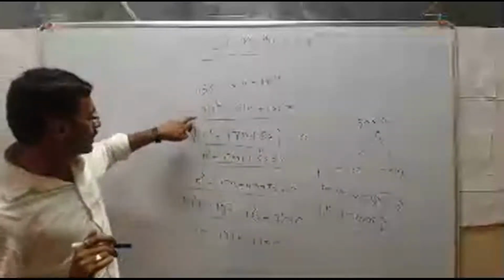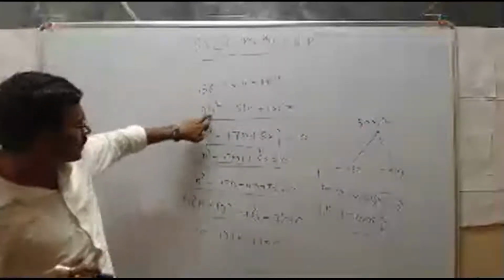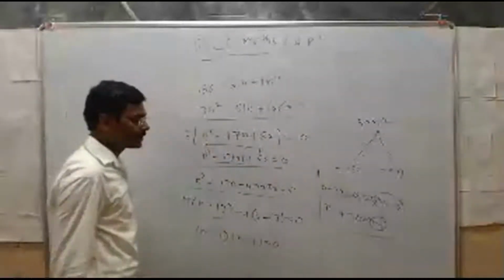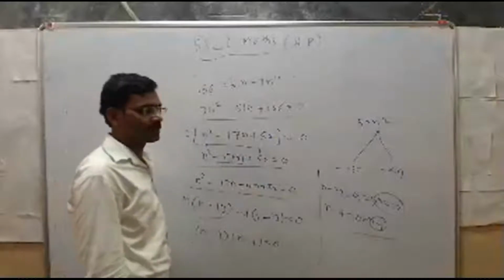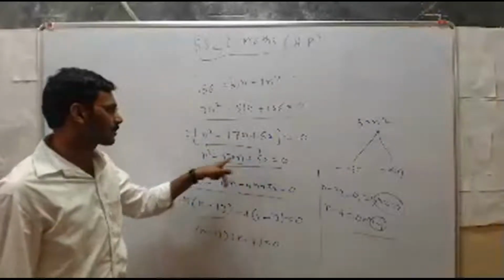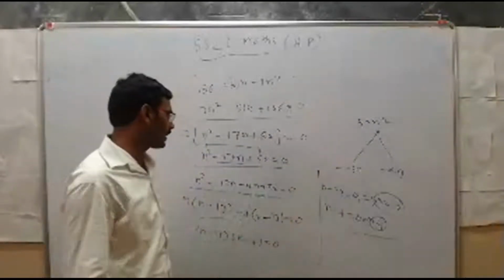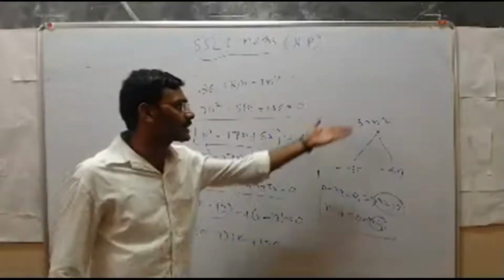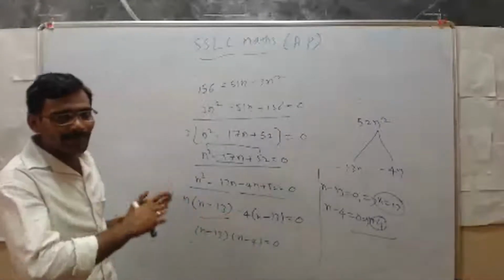Here, 3 is taken common, n square minus 17n plus 52 is equal to 0. 0 divided by 3 is 0. The remaining is n square minus 17n plus 52. There we have to split minus 17n on the basis of 52n square. How can we split? Minus 13, minus 4.